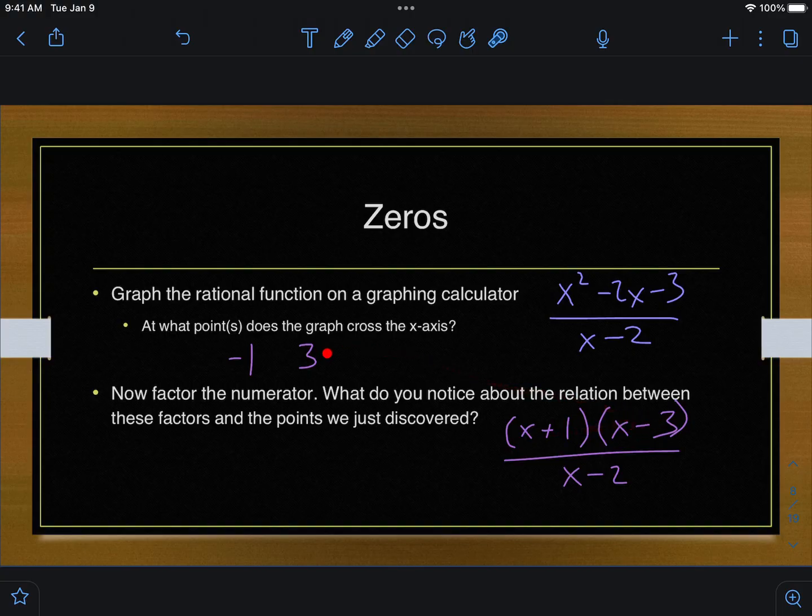A +3. If I plug either of these numbers into this equation, then the top of the fraction is going to be 0 and the bottom is going to be just some number, right? So essentially what happens with a zero of a rational graph is if you get the top to be 0 and the bottom to just be a number that's not 0, then the height, the output, will be equal to 0.